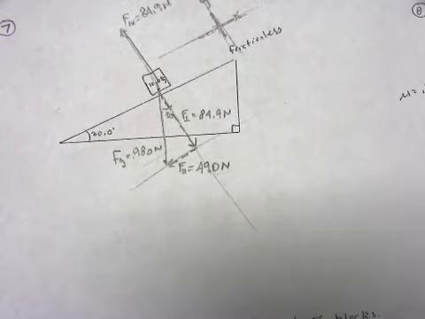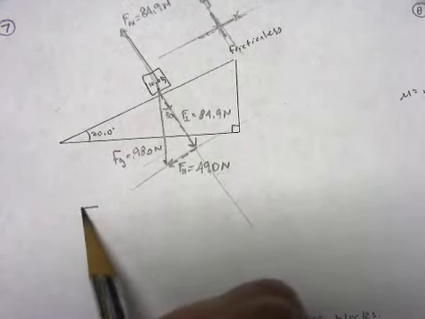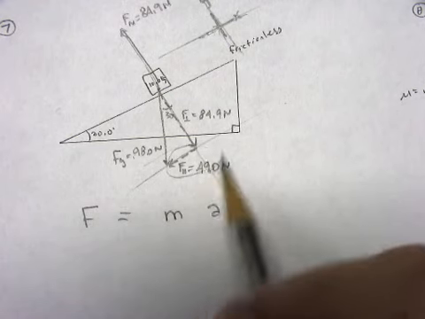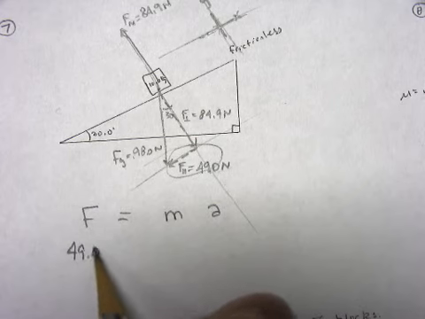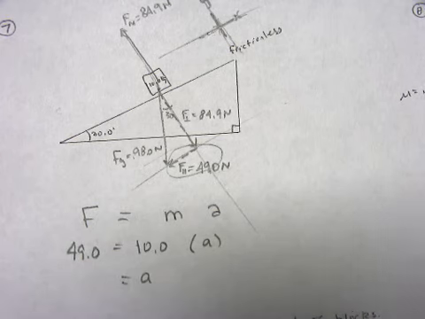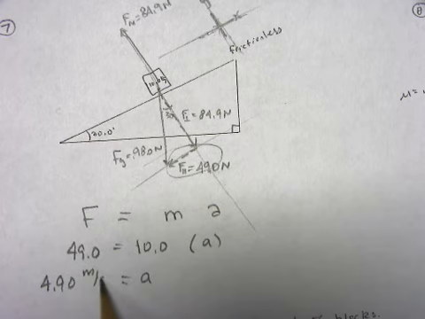Now to figure out the acceleration on my block, I use F equals ma. The force that pulls me down the hill is 49. The mass on this is 10.0, and the acceleration is a. So 49 divided by 10 is 4.90 meters per second squared.